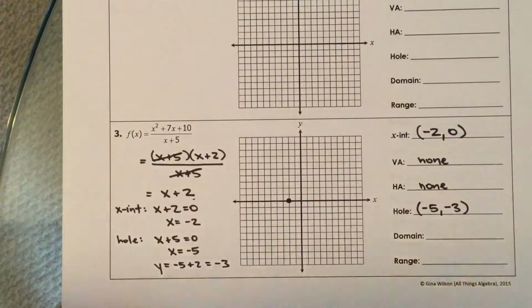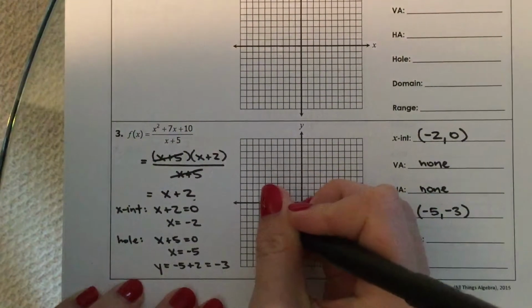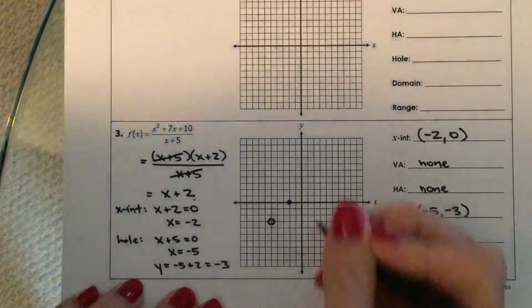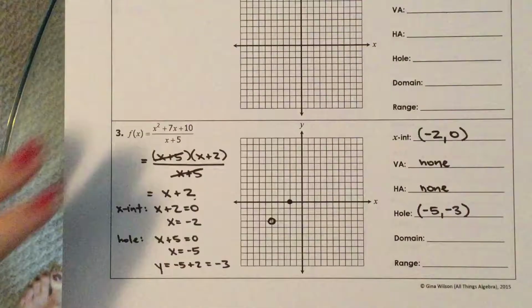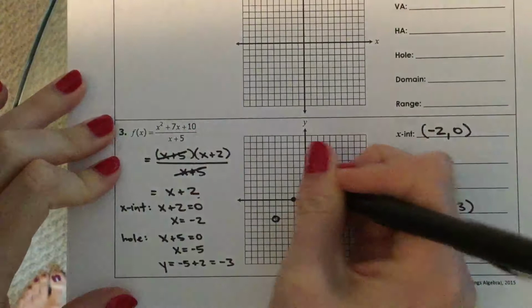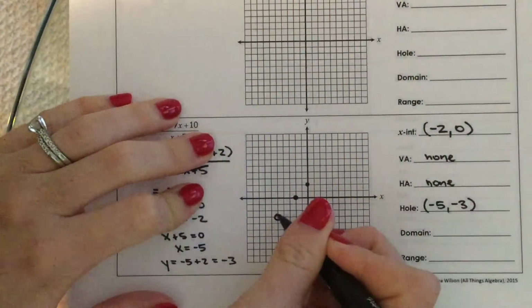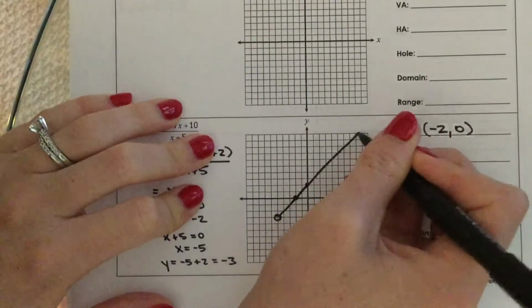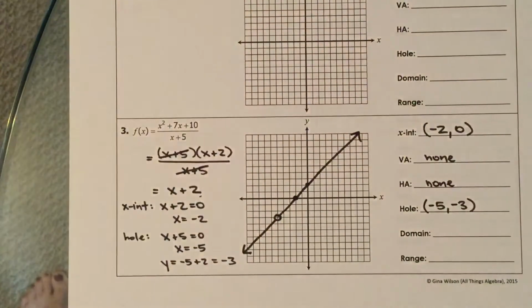All right, so plot the hole down at negative 3. So you're going to have a hole there. And then the rest of it, the x plus 2, is just a linear function. It's a linear function that has a y-intercept of 2 and a slope of 1. So we can just connect the dots here, start at the value of the hole, and then you just don't include the hole when you're writing down your domain and range.